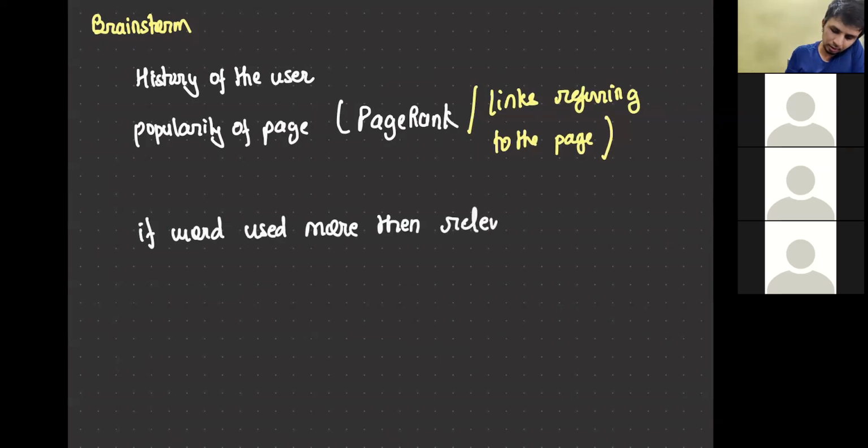Okay. So if a word is used more, then the document is relevant. That's one intuition that we set up. Because on some document, let's say Iron Man is just present once, versus one document where Iron Man is present, let's say, 1,000 times. Yes. Right. So in that case, that document would be more relevant because it is actually talking about Iron Man.